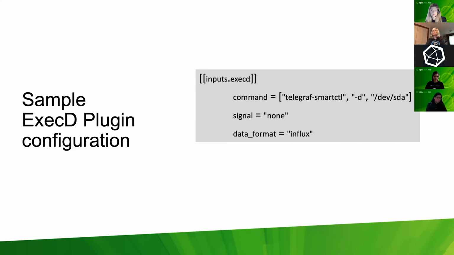You can have an option for whether the process needs to get nudged via some signal to produce input, or whether it just generates inputs directly itself and just writes to standard out. And you specify the format that we should expect. In this particular example, we're expecting the format to be in line protocol.